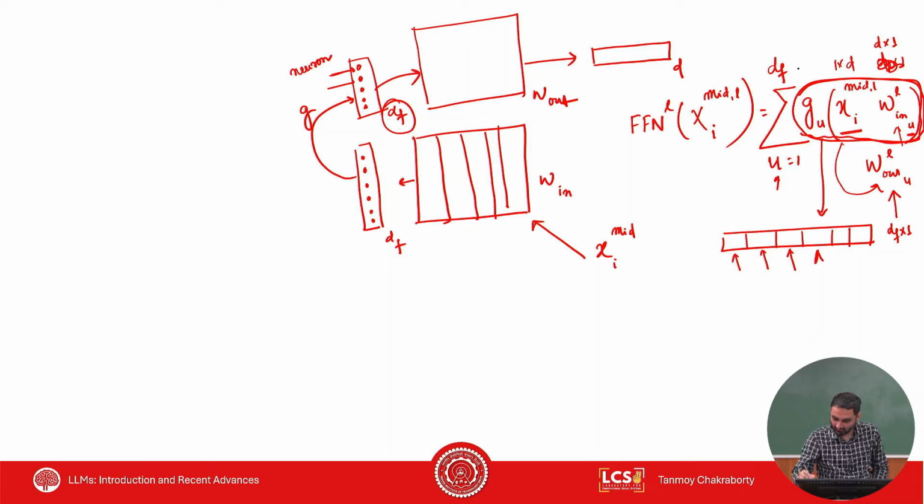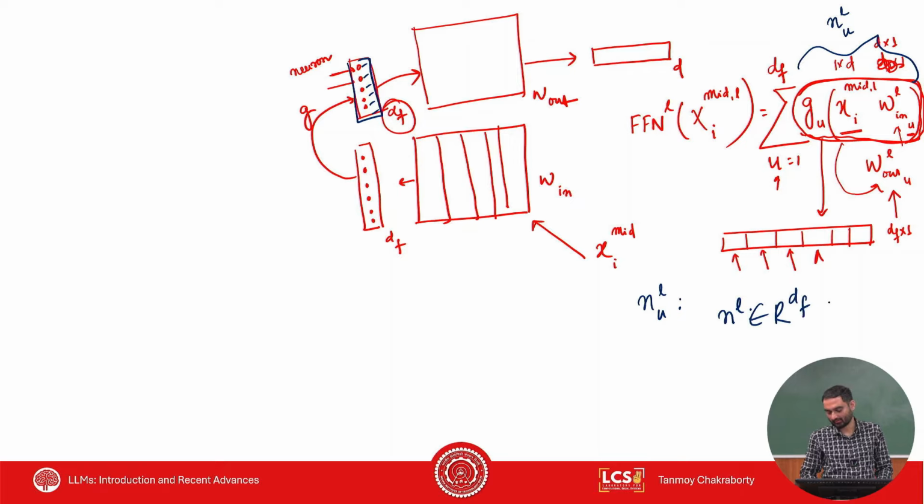You can think of this entire operation as denoted by n u l. This is called neuron activation. It is essentially these elements here, isn't it? So n u l is a scalar, and n l is a df-dimensional vector, called the vector of neuron activations. Now these operations will be executed at every layer.